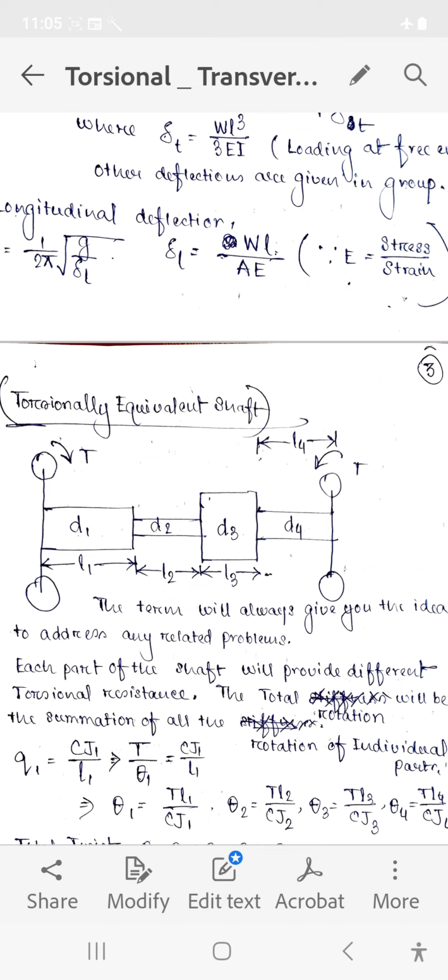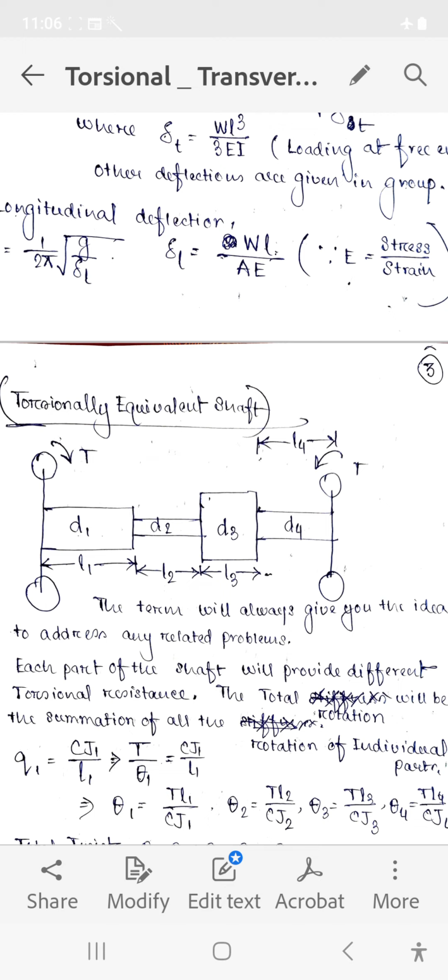In the next line I have written, each part of the shaft will provide different torsional resistance. Obviously their torsional stiffness is different, so they will provide different torsional resistance. The total rotation will be the summation of all the rotation of individual parts. So I have to find each theta 1, theta 2, add them all, then it will be the total twist. Then we shall make it an equivalent shaft.